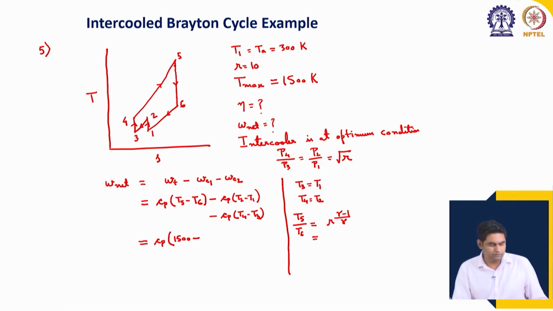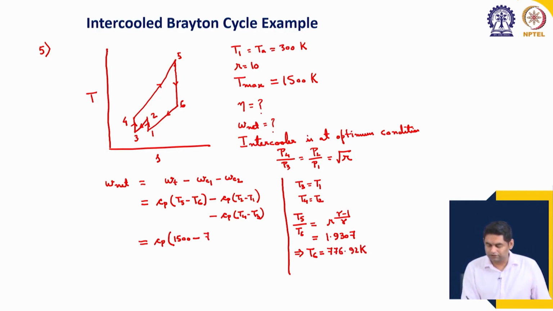So, this gives us a value of 1.9307. If you pause here and go back to the previous problems, you will see that we had obtained the same value for these cases, okay, when there was no reheating, which means that T 6 is equal to 776.92 Kelvin. Okay. So, this is 776.92 Kelvin minus Cp T2 minus T1.